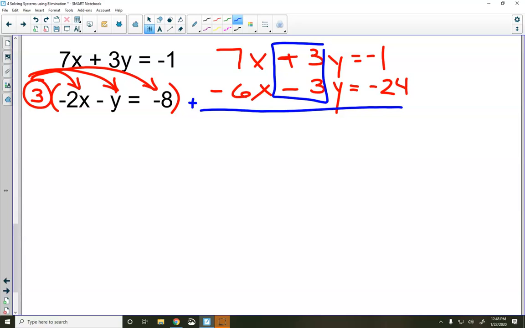7x plus negative 6x is positive 1x. Positive 3y minus 3y, right? Those cancel out. And negative 1 plus negative 24 is negative 25. So x equals negative 25. Again, I can substitute back in and solve. When you substitute, make sure you're using the original equation.